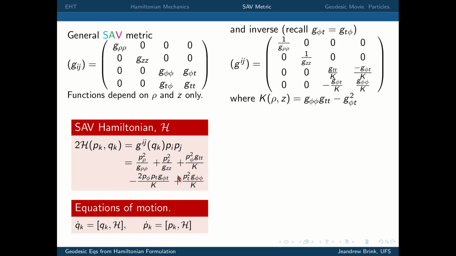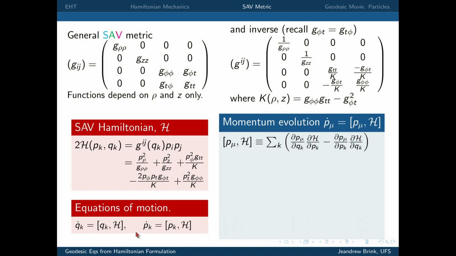Next step, now that we have the Hamiltonian, is to write down the equations of motion. To do that, we simply use the definition of our Poisson bracket. The momentum evolution, which I'm going to do first because there are some nice simplifications there, is simply p dot, and I've renamed the index here mu because I was summing over k in the definition of my Poisson bracket. So p mu dot equals the Poisson bracket of p mu with H, and so we have it over here.